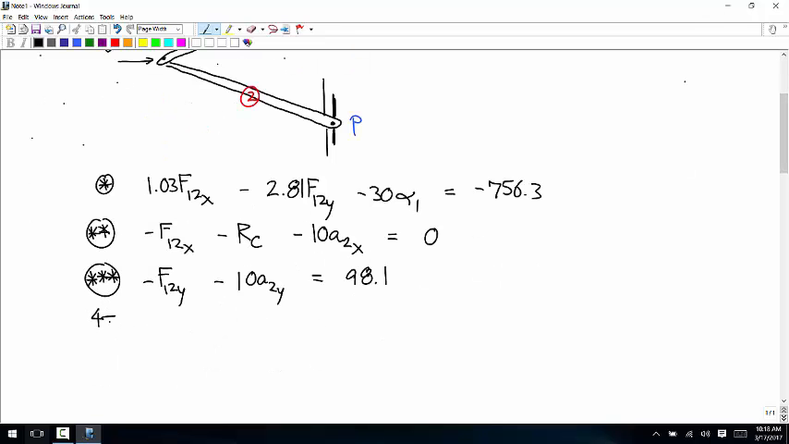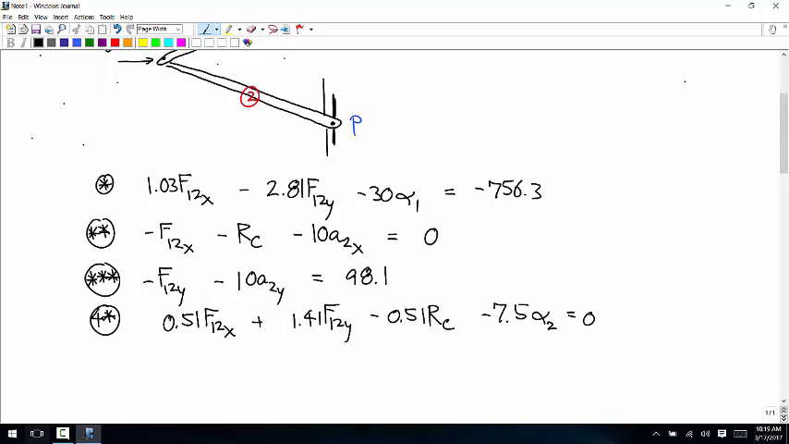And then equation 4 is 0.51 F12x plus 1.41 F12y minus 0.51 RC minus 7.5 alpha 2 is equal to 0. Okay, so there's our system so far.